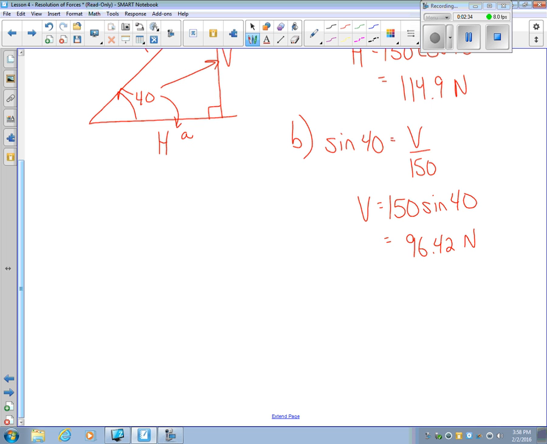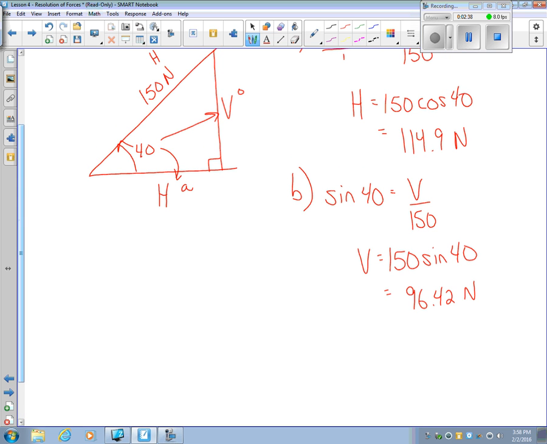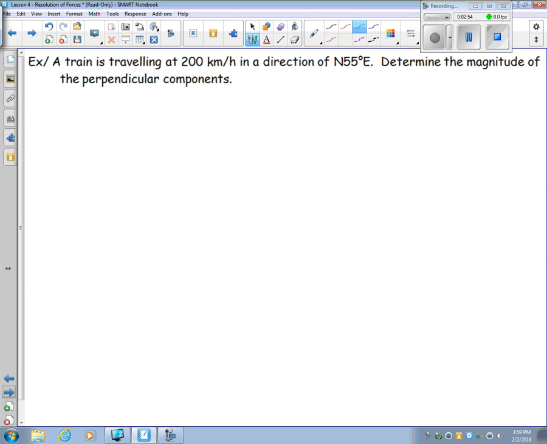96.42 newtons. So comparing these two forces, there's more force carrying the ball forwards, that is our horizontal force, than there is lifting the ball, 96 only. Which kind of makes sense in terms of football. You want the ball to travel further down the field than straight up in the air, right? Okay. Take a look at the second one. Give it a try if you can. See if you can figure it out.